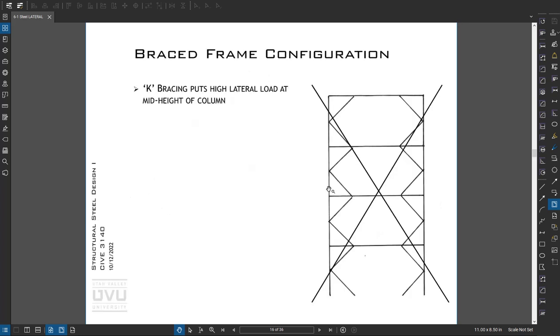This is not permitted. We can't have seismic frame configurations where the braces interface at the column middle, or really anywhere along the column other than where there's a beam. The reason for this is it puts high horizontal forces into the columns, which could make them fail.